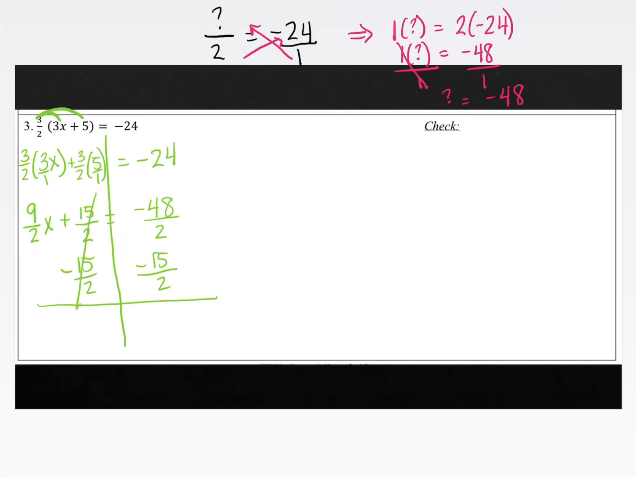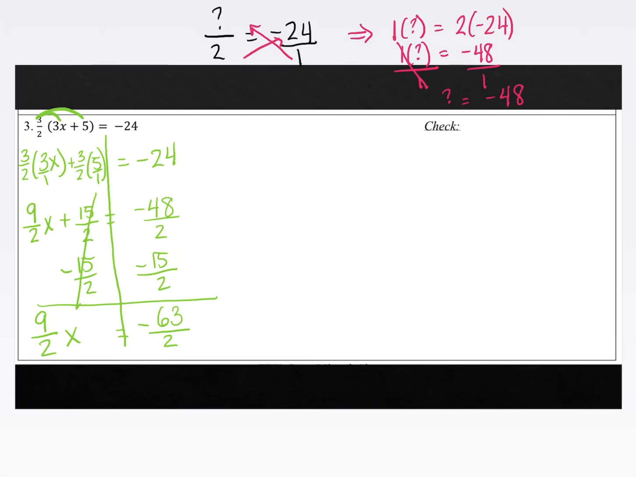On the left-hand side, it adds to 0, and we're just left with 9 halves x. On the right-hand side, we have negative 48 halves minus 15 halves. Since they have the same signs, we're going to add those numbers and bring down our operation. Now, because they have the same denominator of 2, we're going to keep that denominator and really just focus on the numerator. This is kind of a review of some early pre-algebra. So negative 48 minus 15 gives us negative 63 halves.